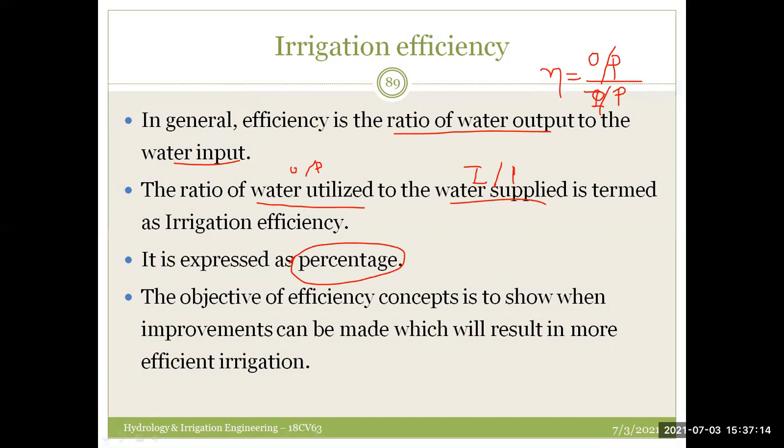And what is the objective of this efficiency, by the way? The objective of this efficiency is to show where improvements can be made which will result in a more efficient irrigation. In which place you have to improve the irrigation, where that will give you the good result. That is the objective of the irrigation efficiency.